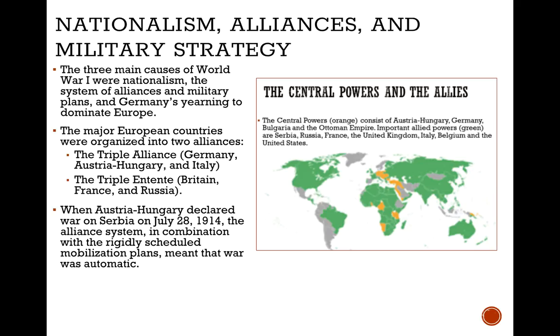When Austria-Hungary declared war on Serbia on July 28, 1914, the alliance system, in combination with the rigidly scheduled mobilization plans, meant that war was automatic. Now, here's the thing before we move on. Something you gotta know. So, Gavrilo Princip shoots Archduke Franz Ferdinand and his wife Sophie while they're in Sarajevo.